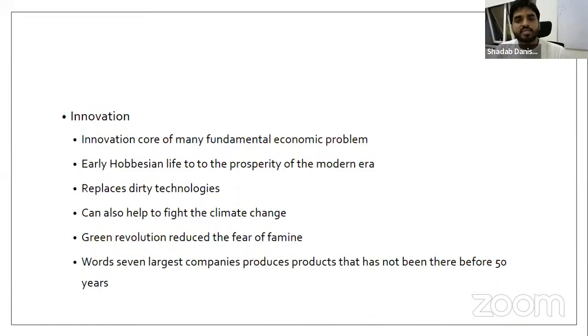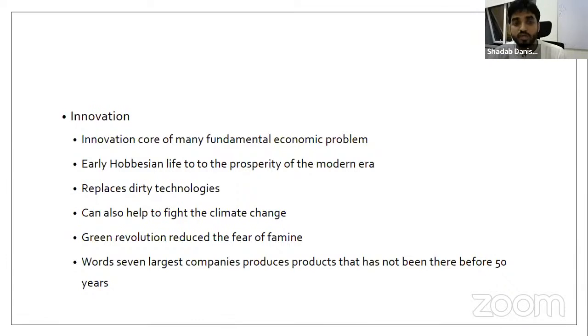We also have to fight climate change, which we have seen with the EV and a lot of other energy-efficient cars coming into the market, and people are more concerned about the environment. The Green Revolution reduced the fear of famines. The Green Revolution is another product of innovation, a miracle of science, which has made developing countries more self-sufficient in terms of food grain.